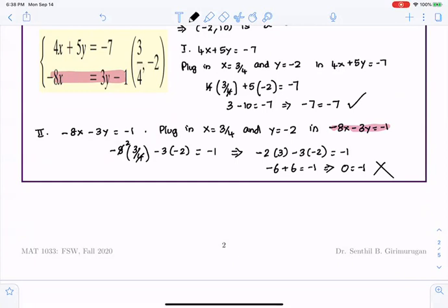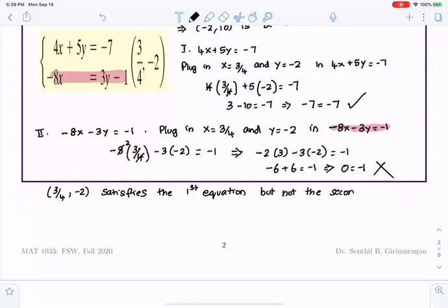So the ordered pair satisfies the first equation, but not the second, which would imply 3/4, -2 is not a solution. So the key point to take home is that an ordered pair has to satisfy both equations in the system for it to be a solution.